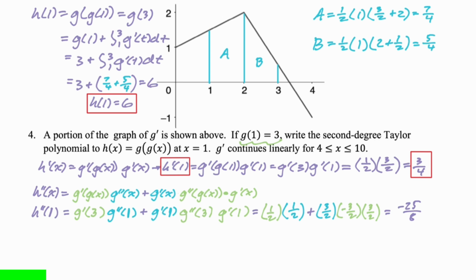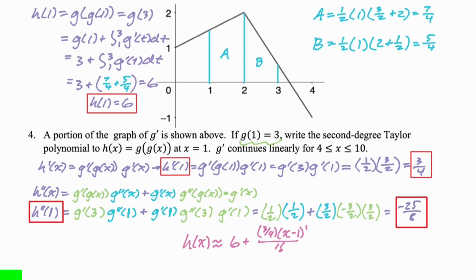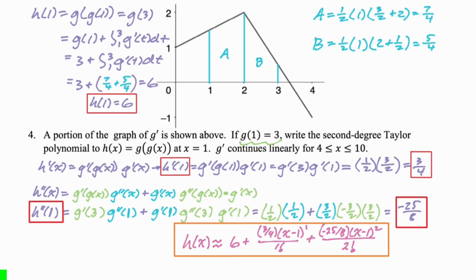Okay, so now what we have to do is we just have to put this into the formula. This is kind of an annoying problem. So h of x is approximately the value of the function, which is 6, plus first derivative, x minus 1 to the first over 1 factorial, plus second derivative, which is negative 25/8, x minus 1 to the second over 2 factorial. That's our approximation. That's the entire problem.